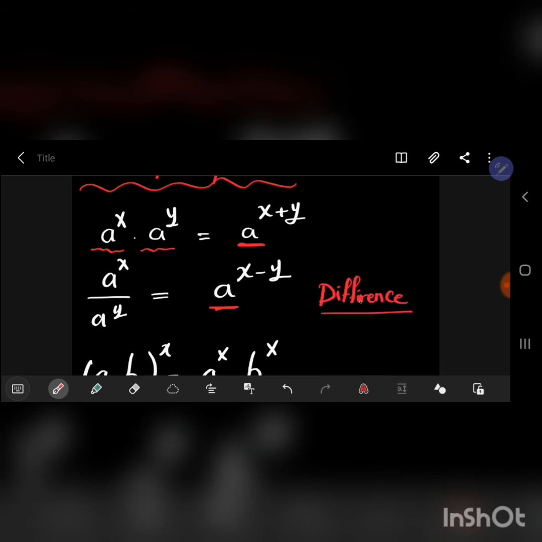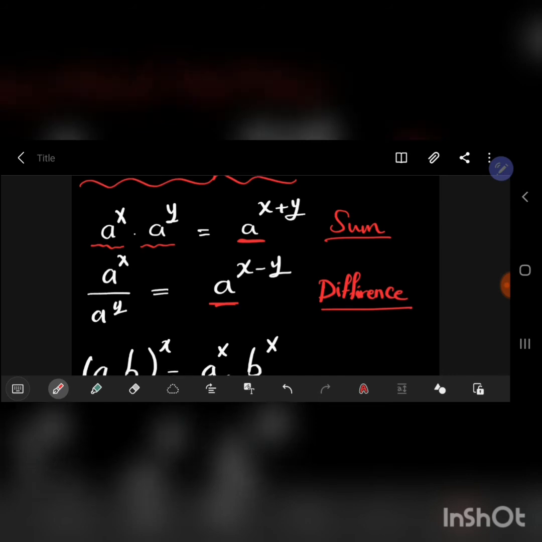Here I take the sum between them. So if I have the same bases multiplied by each other, but the powers are different, I take the sum of the two powers on the same base. If I have the first base over the second base, the same base but with different powers, I take the same base and take the difference between the two powers.